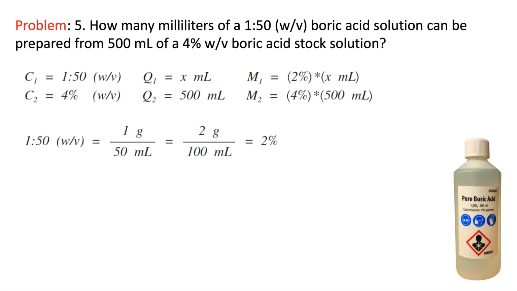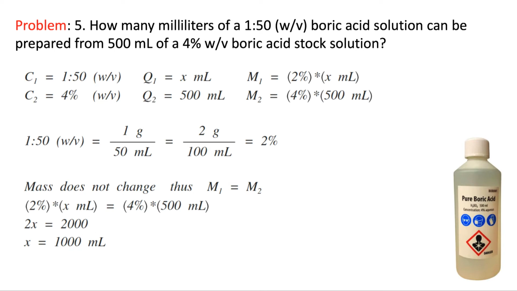So now what I can do is set up my masses. As mass 1, use my new 2%. So mass 1 is 2% times X milliliters. And my mass 2 is going to be my 4% times its 500 milliliters. And since it's a dilution, we know that M1 equals M2. So I know that 2% times X milliliters is equal to 4% times 500 milliliters. Since, let's double check our units, percent and milliliters, milliliters.